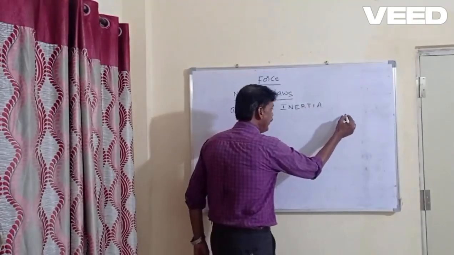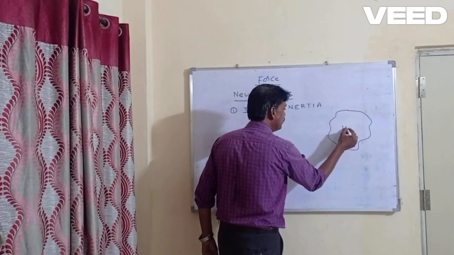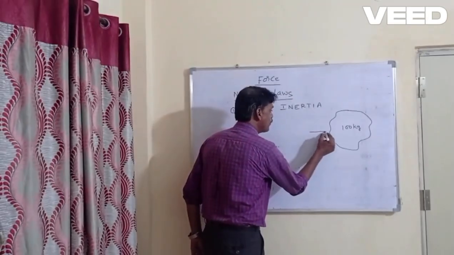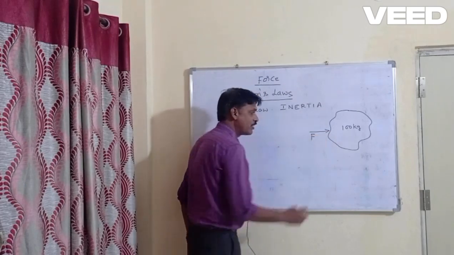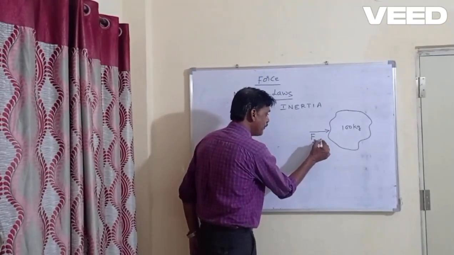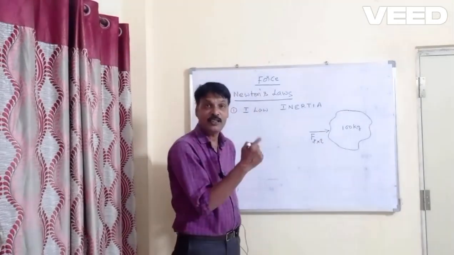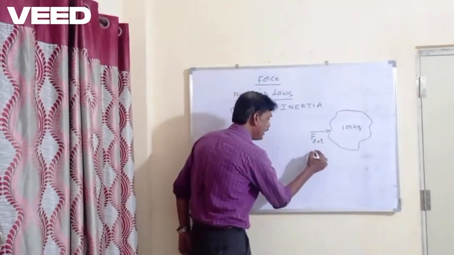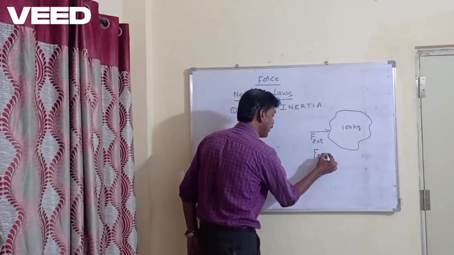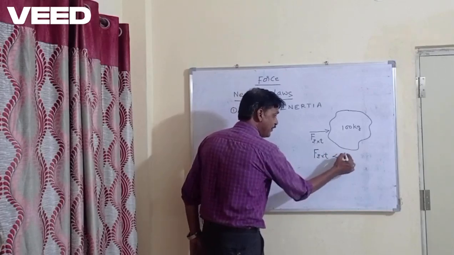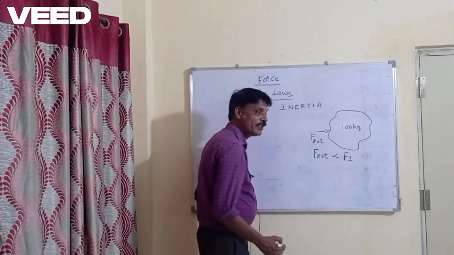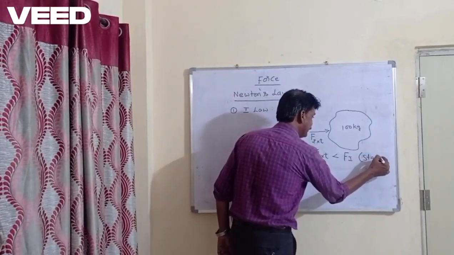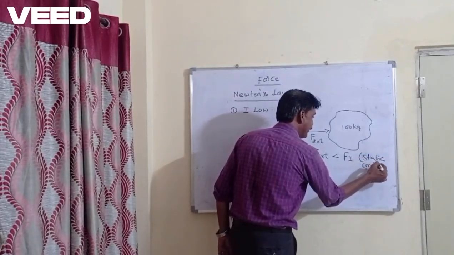So suppose there's a very big boulder, maybe around 100 kg in weight, and I'm applying some external force. This applied external force should always be more than or equal to the inertial force. Then impending motion starts. If the external force that is applied is less than the inertial force, then the body does not move. It is still under static condition.